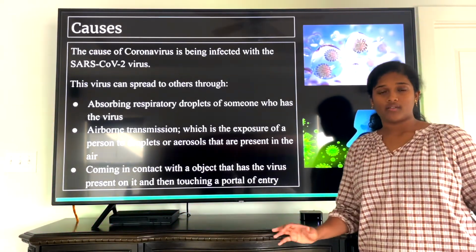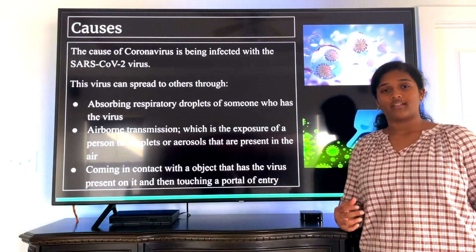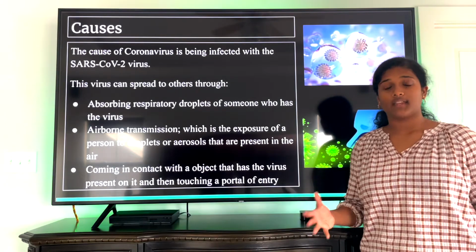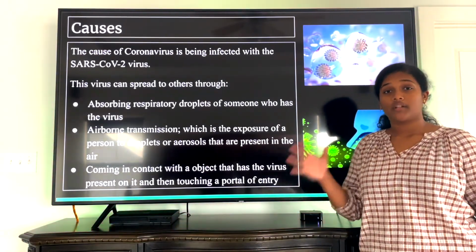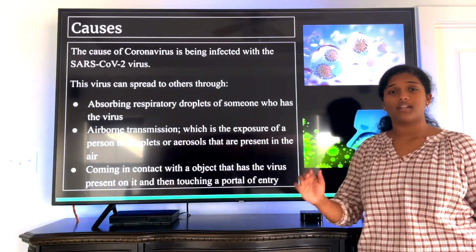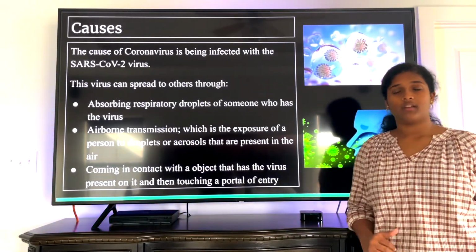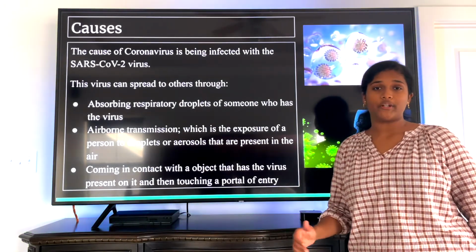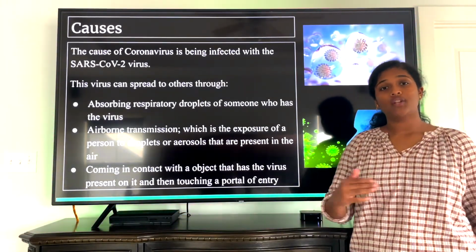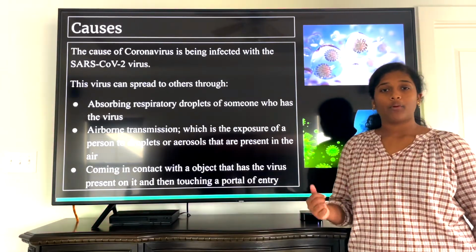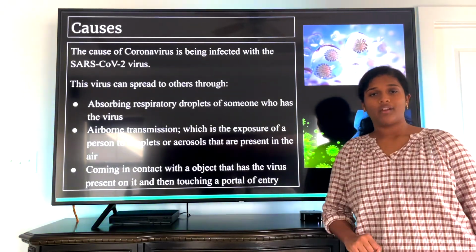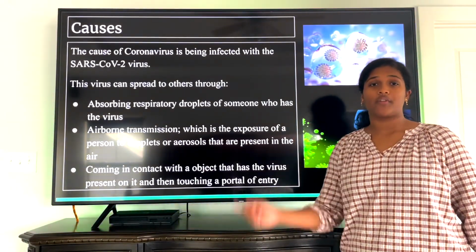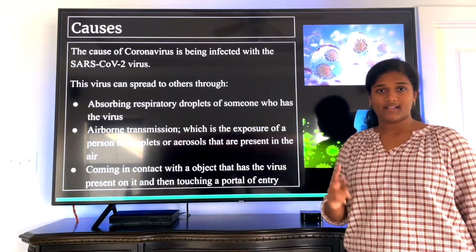This is when the aerosols or droplets that are infected are present in the atmosphere for a long time and a person comes in contact with them. This can lead to the disease. The third mode of transmission is when a person comes in contact with an object that has the virus present on it, and then the person touches a portal of entry into the body, which allows the virus to enter and infect them. A portal of entry is a location in the body which allows pathogens to enter, and examples of these portals are the mouth, nose, and eyes.